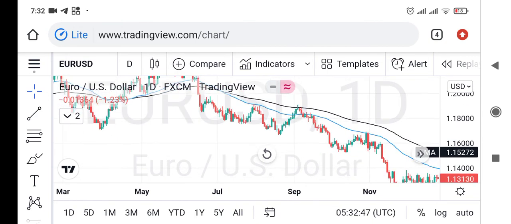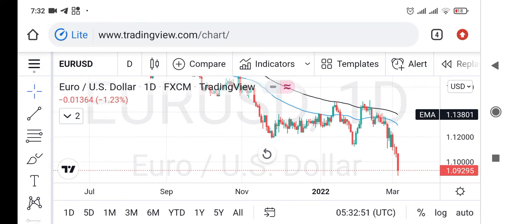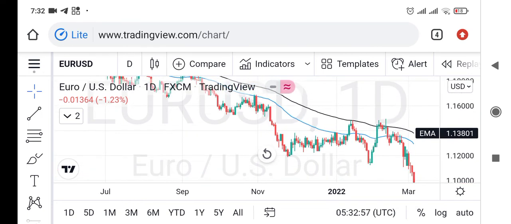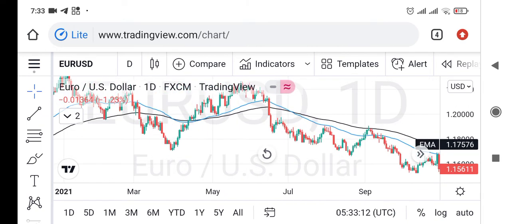But if you take a longer term moving average like the 200 EMA or 150, you will find they give a crossover after a longer while, and a crossover that comes after a longer time is more trustable than those that come often. So that is how the moving average works.